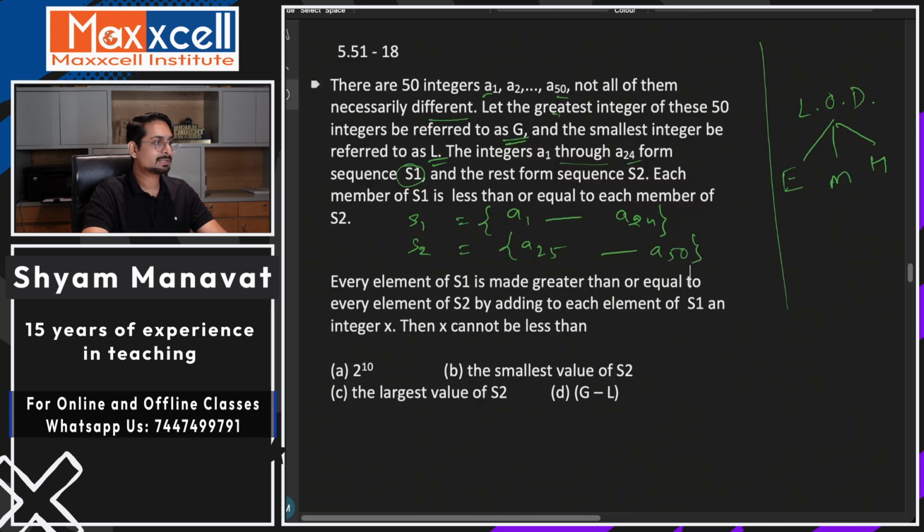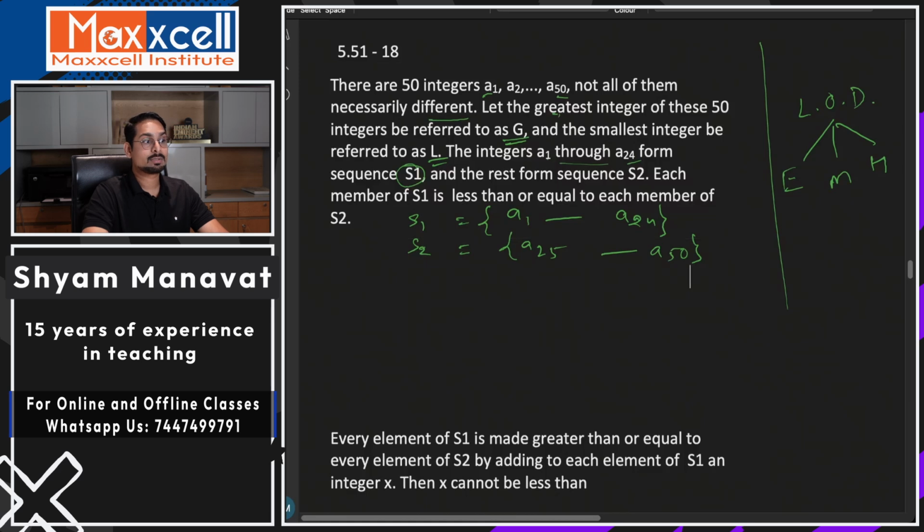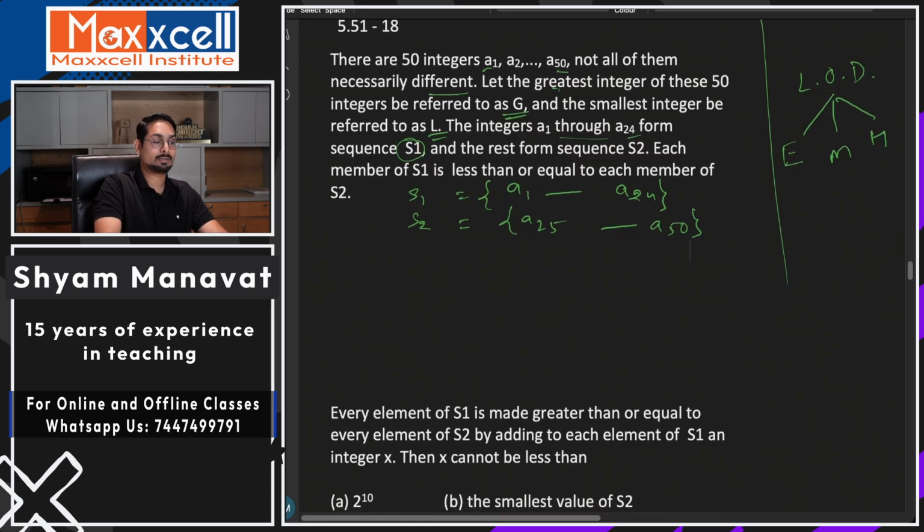Each number of S1 is less than or equal to each number of S2. That means all the terms of S2 are either greater than or equal to any one of the terms of S1. That's the understanding. So it's quite natural that S1 contains L, the smallest one, and S2 contains G, the greatest one. Clear?